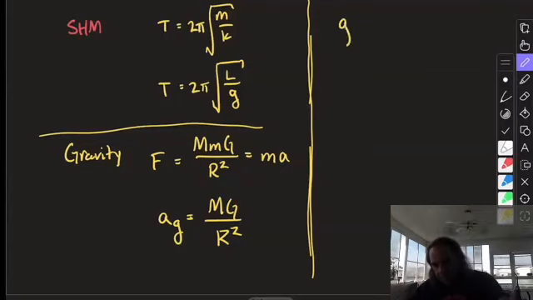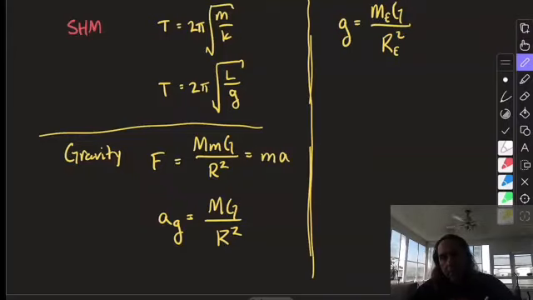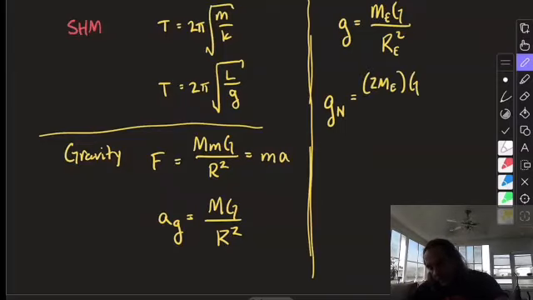Well, the acceleration of gravity on the Earth would be the mass of the Earth times g over the radius of the Earth squared. The acceleration of gravity on my new planet, so g new, is a planet that has a mass that is 2 times the Earth and 3 times its radius.